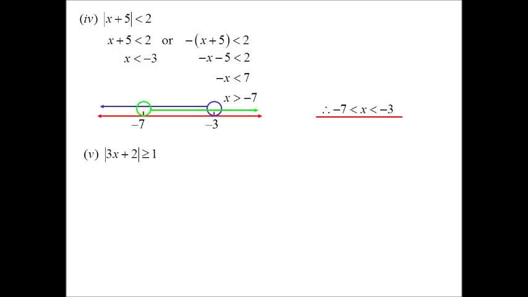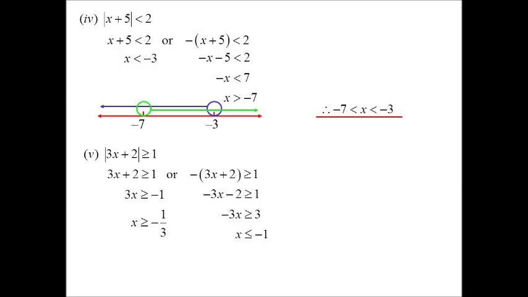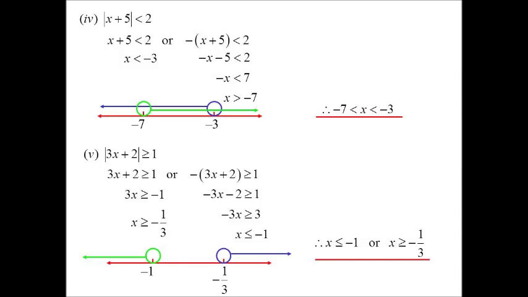Let's have a look at this one. So again, it's the absolute value that changes sign. First one, I get greater than or equal to -1/3. The other becomes less than or equal to -1. Again, is this an or? Is this an and? Let me have a look. This must be an or. Impossible for that one to be an and. So it's less than or equal to -1 or greater than or equal to -1/3.